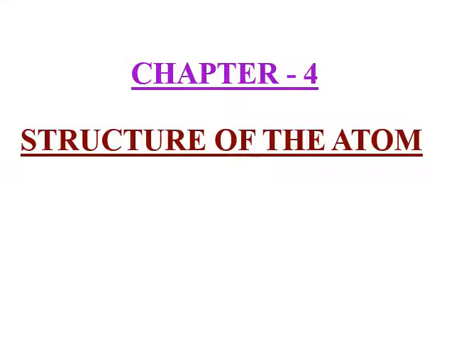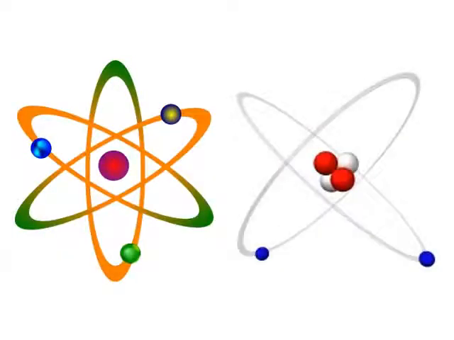Let us start a new chapter, that is chapter number 4, structure of the atom. This is about the structure of the atom. You can see the centralized location of the nucleus and electrons revolving in a circular orbit. In the nucleus, there are two particles, that is neutron and proton, and electrons are revolving around in a circular orbit or energy shells.